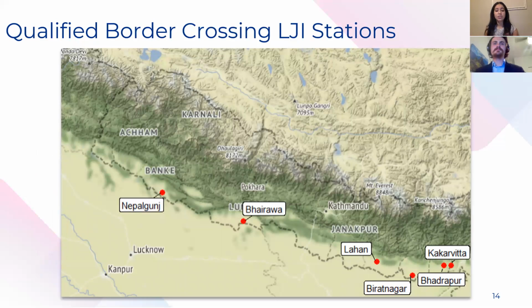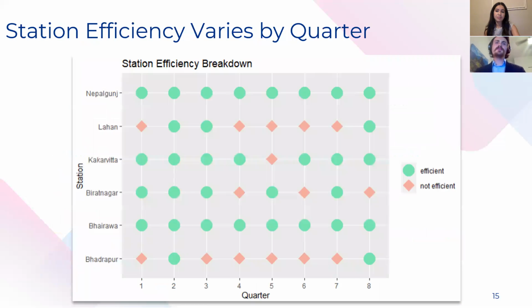So this visual shows the 6 stations that qualified to be in our analysis, to give you a geographical perspective. So now let's get into some specific results of our DEA model. In general, DEA enabled us to get a more detailed understanding of how the stations compare to one another.